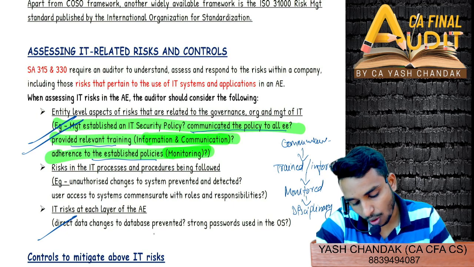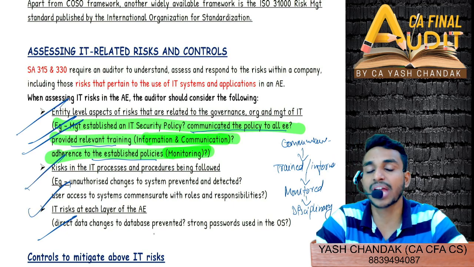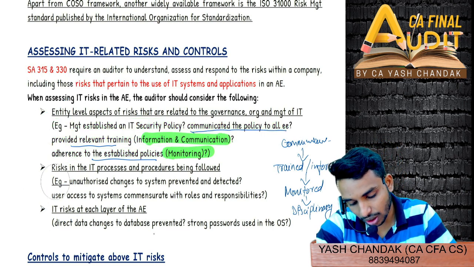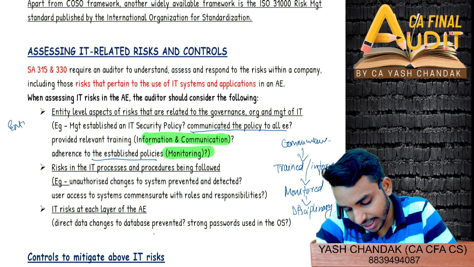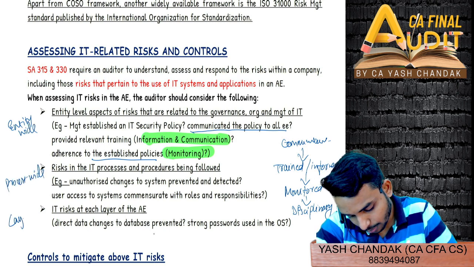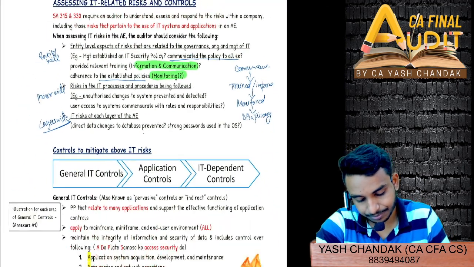The auditor will consider all the 3 points, that is entity wide, then process wide, and then layers wide. You can just in short write like this only: entity wide, process wide, and then layers of the automated environment, layers wide. Correct?